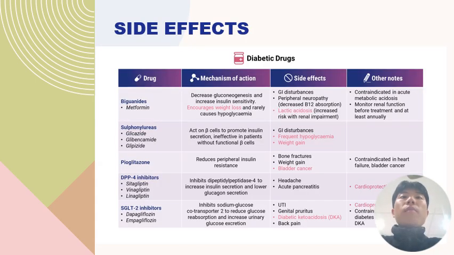Also, we should know about the common side effects of diabetic drugs. For example, metformin has side effects such as GI disturbance, vitamin B12 deficiency, and lactic acidosis. And for sulfonylureas, it can lead to frequent hypoglycemia and weight gain. Also, SGLT2 inhibitors can lead to frequent UTI and diabetic ketoacidosis.